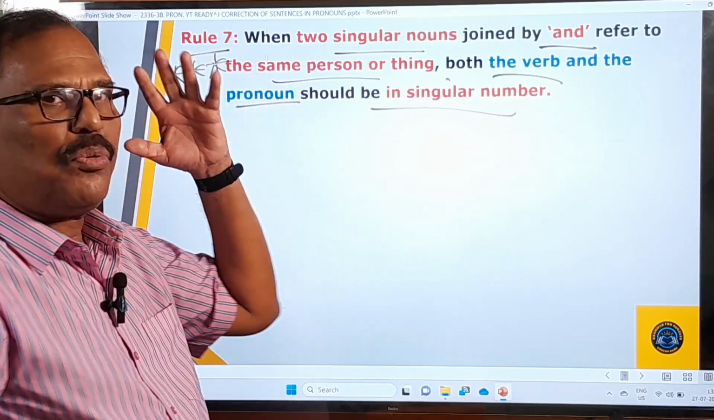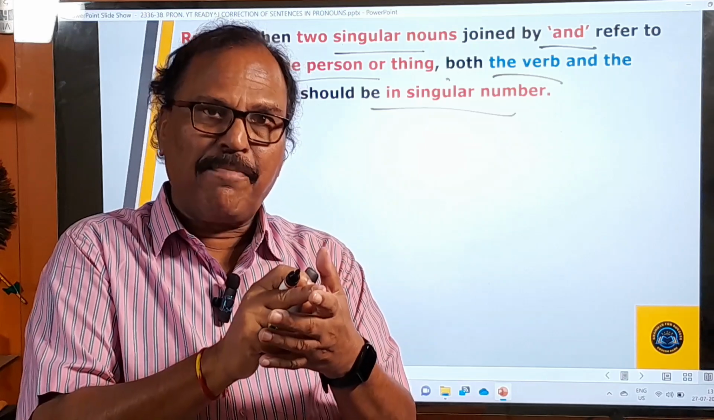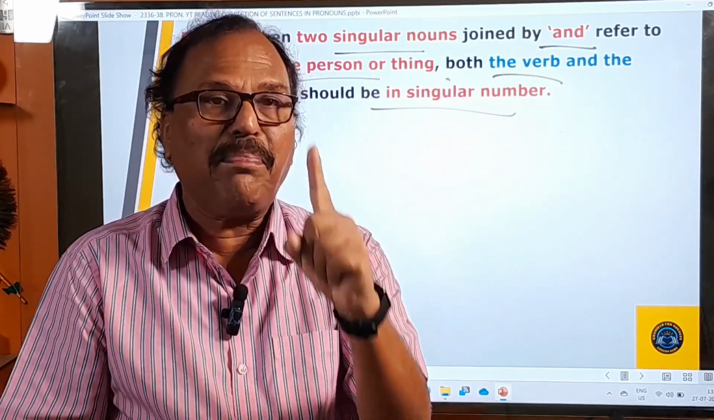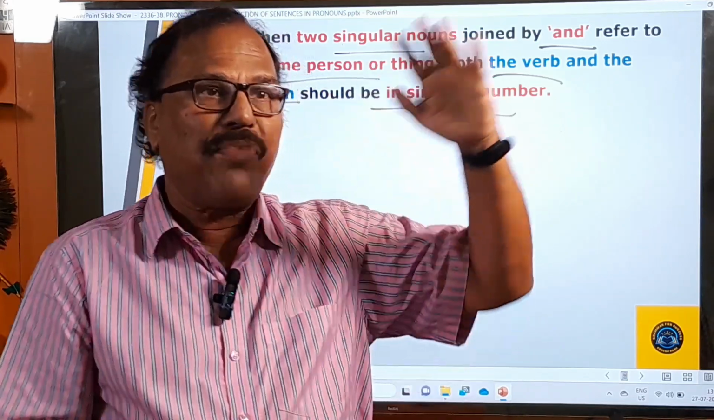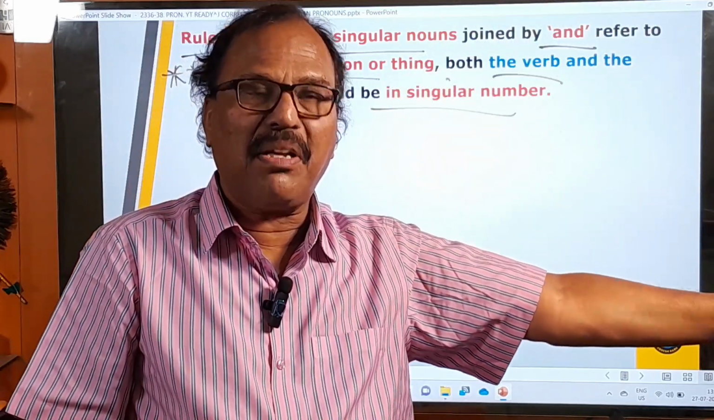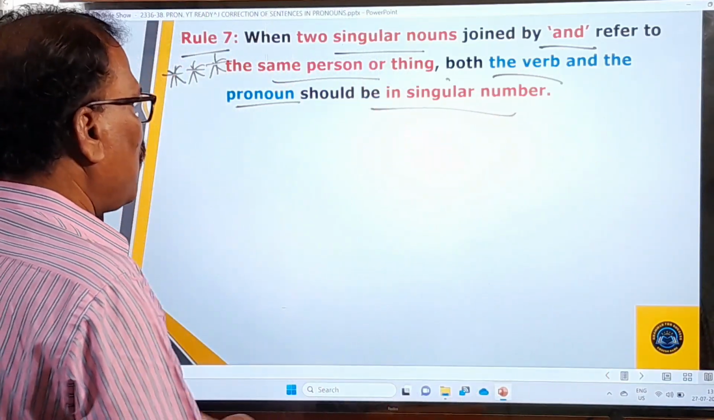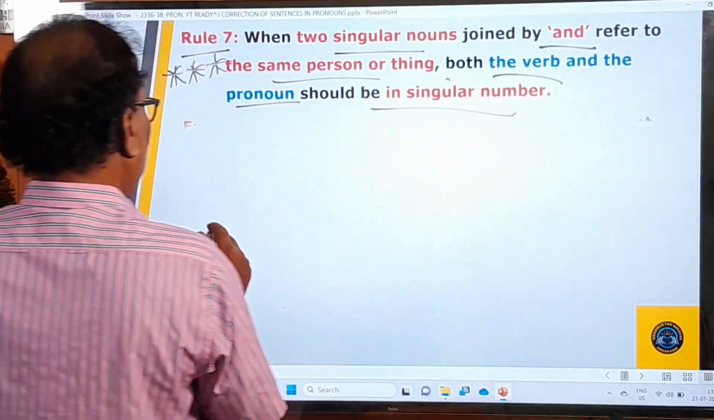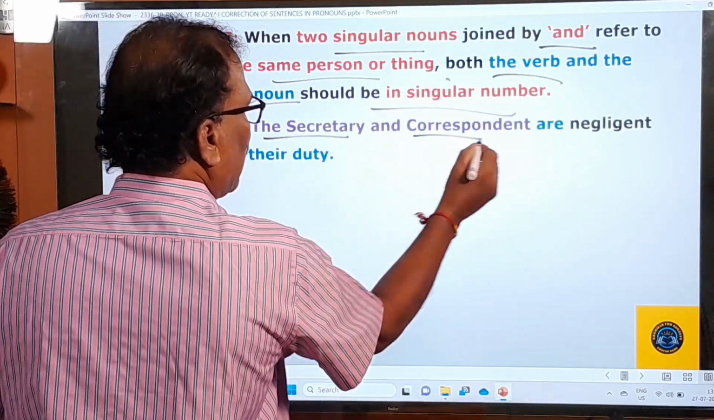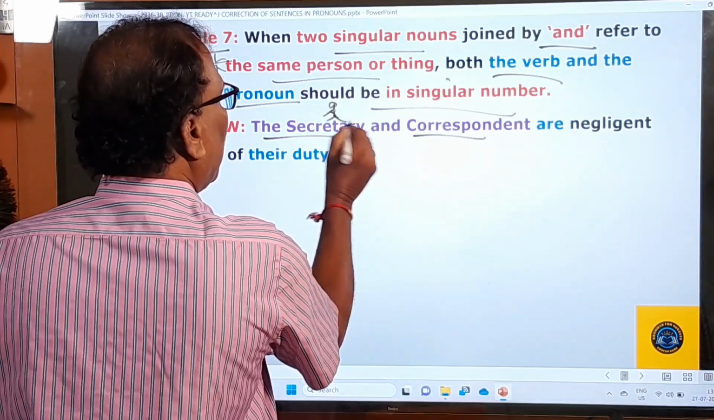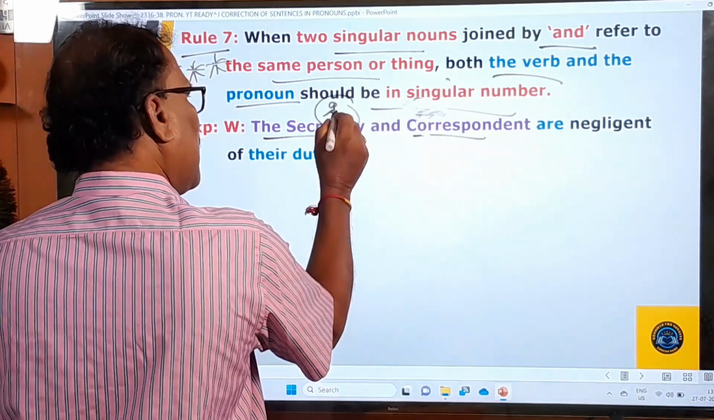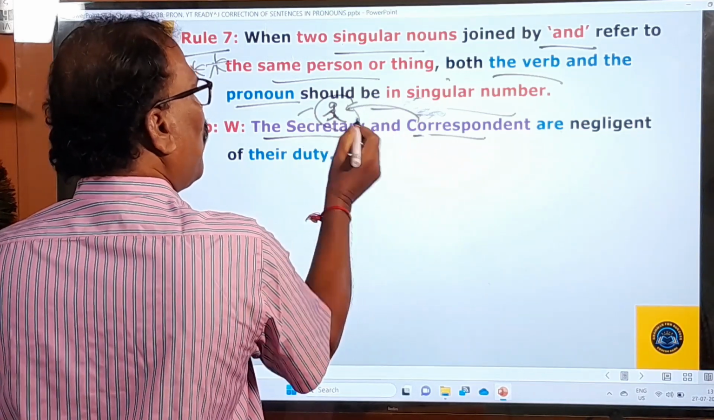Which is that? When two singular nouns are joined by and, if they are referring to one person or one thing, then the verb must be in the singular number and the pronoun must also be in the singular number. Okay, and this is what he says. The verb and the pronoun must be in the singular number. Right. How? The secretary and correspondent. Here, secretary and correspondent are not separate. They are only one. This is the secretary, this is the correspondent. Okay, one person is there.